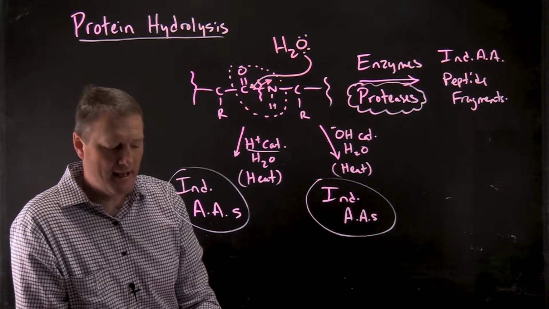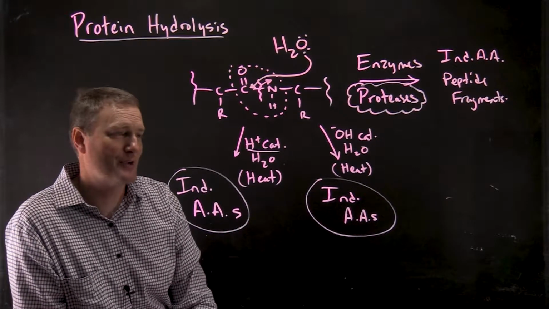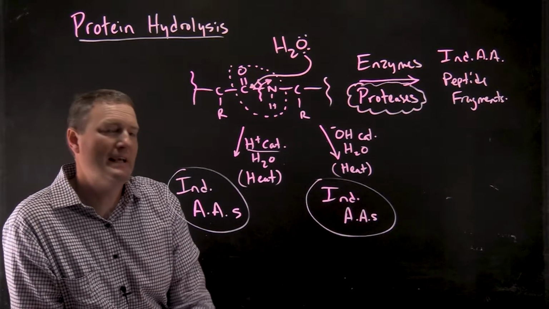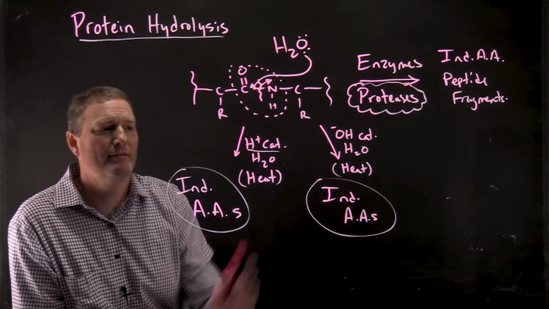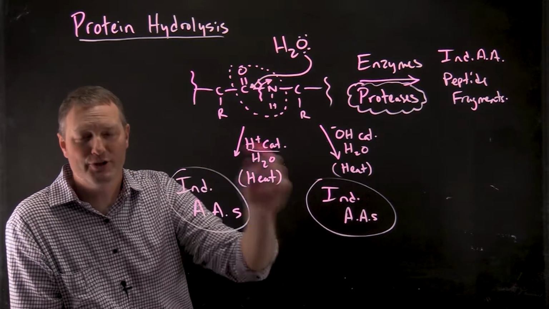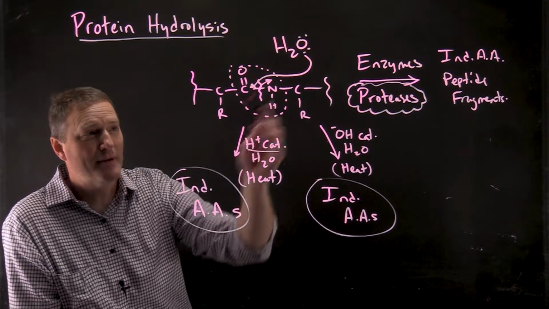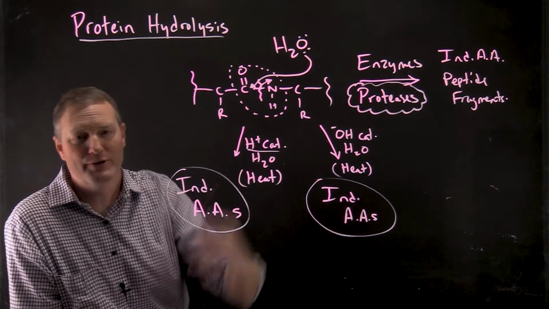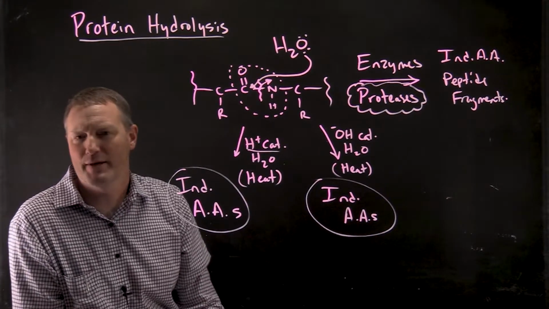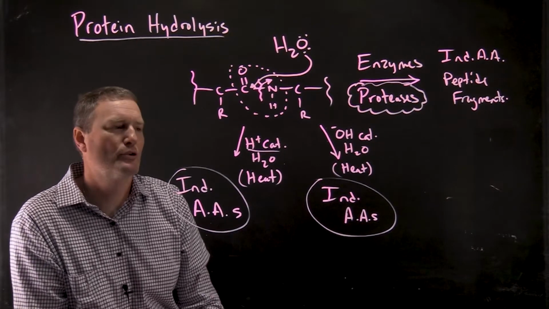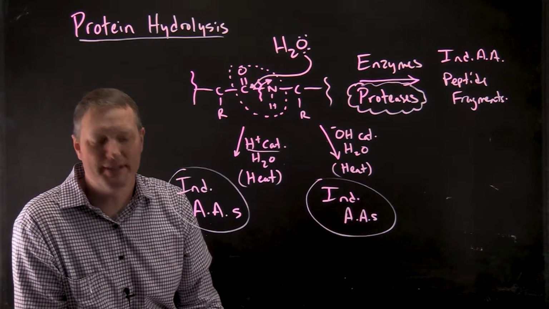Fortunately for us, in our bodies we don't really have concentrated acid or concentrated base, except in one location, and that's in our stomach. Our stomach has a pH around 1.5. So in your stomach, when you ingest proteins in food, this reaction right here is happening. The proteins are being hydrolyzed under acidic conditions. But in most other cellular environments, we have a pH around 7.4, close to neutral water, and proteins are really quite stable under those conditions.